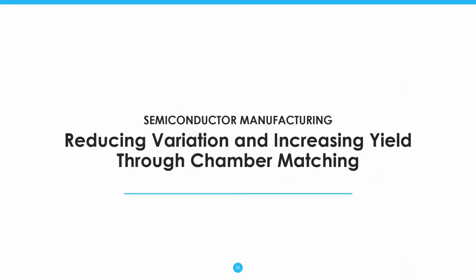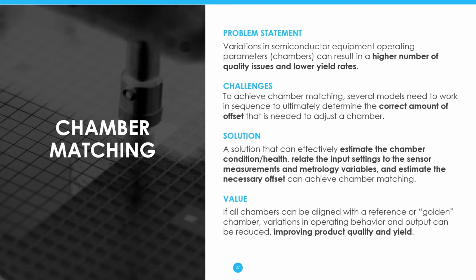For the last case study, we will focus on a chamber matching solution created to improve yield. Variation in the semiconductor equipment chambers is typically present, and this variation can lead to quality issues and lower than desired yield rates. If you could adjust the chambers such that the behavior and sensor measurements are very similar or better matched, this would lead to better results and similar quality metrology outputs and result in better yield.